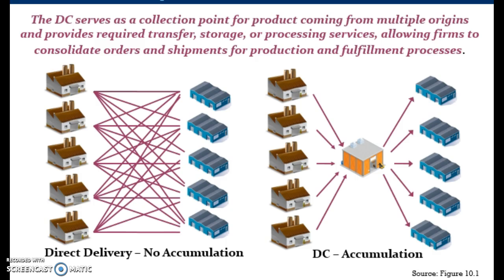Accumulation involves the receipt of goods from a variety of sources. The distribution center serves as a collection point for product coming from multiple origins and provides required transfer, storage, or processing services. The accumulation function allows organizations to consolidate orders and shipments for production and fulfillment processes. As the figure demonstrates, with accumulation there are fewer deliveries to schedule and manage. Also, significant transportation cost savings are achieved through larger, more cost-efficient deliveries.